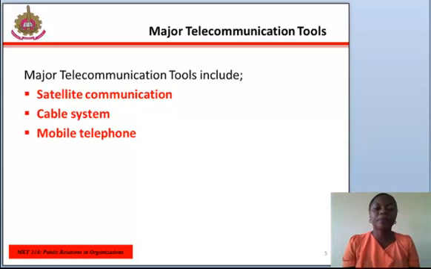The cable system. This varies from other wireless transmission devices like radio and television devices because of its ability to relay information in both analog and digital forms. The last is the mobile telephone. The mobile telephone has made news reporting and feedback mechanism very easy and faster. With the facilities in the user device, citizens are even active participants in information gathering and dissemination.